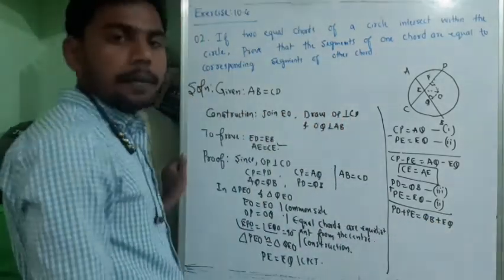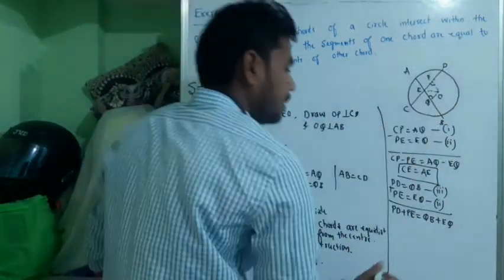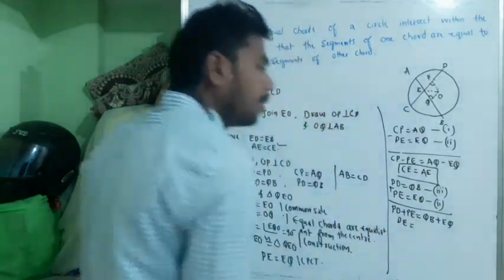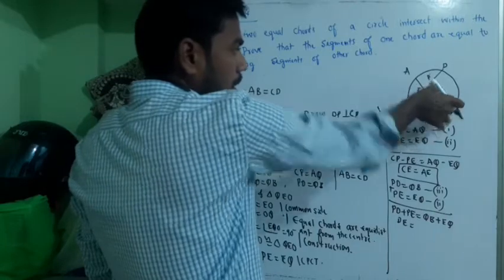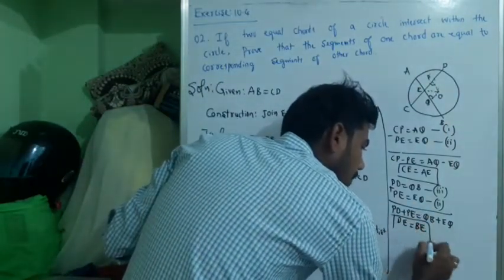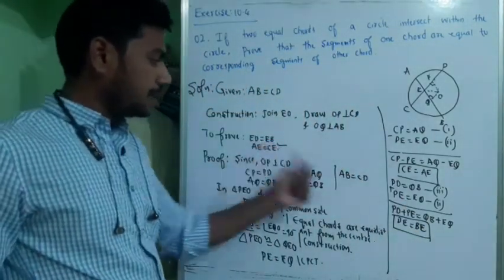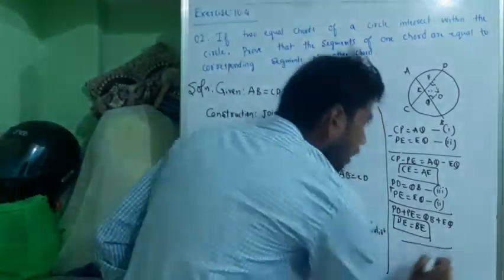Fine. PD plus PE. Where is PD? PD plus PE is equal to DE. QB plus EQ is equal to EB, or DE. So this part also has been proved. So CE is equal to AE, and DE is equal to PE. So we have proved it. Please note this down.